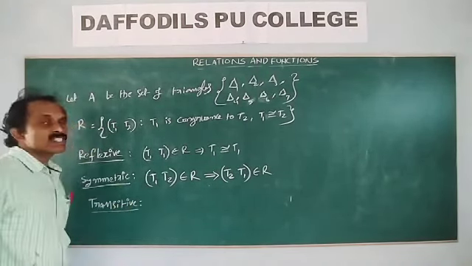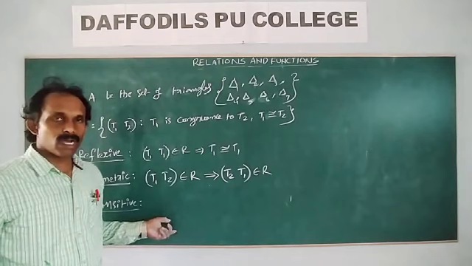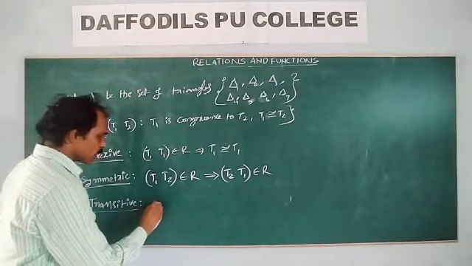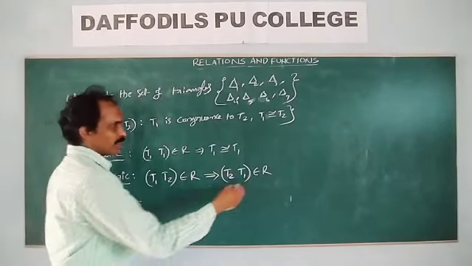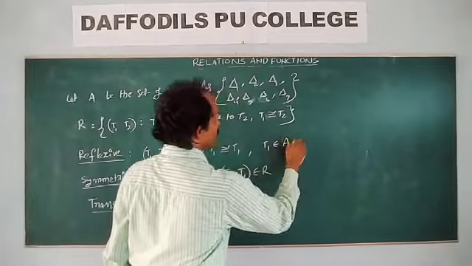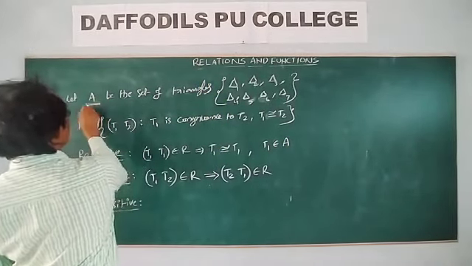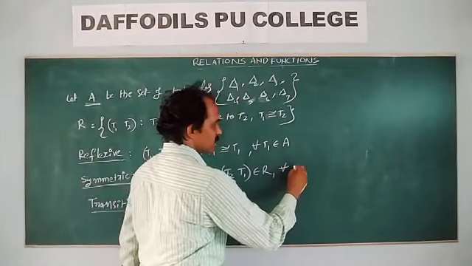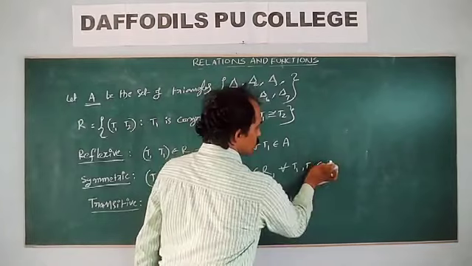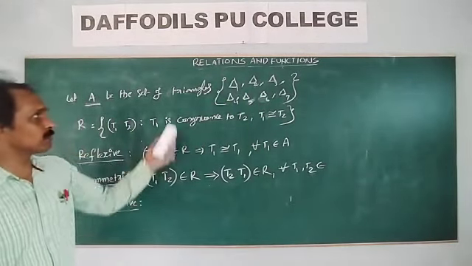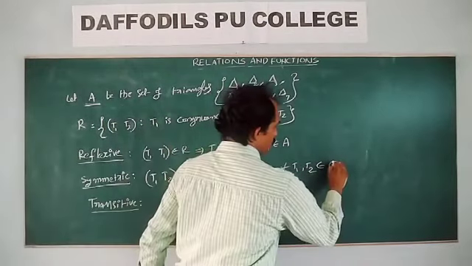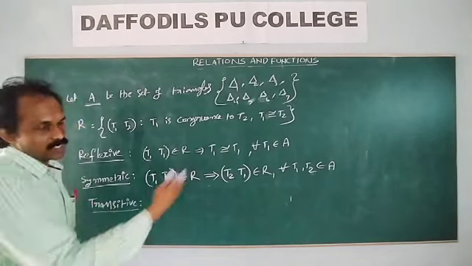A relation R is said to be transitive when (a, b) belongs to R and (b, c) belongs to R implies that (a, c) also belongs to R. So consider three triangles T1, T2, T3 for R. Here T1 belongs to set A, where set A means the set of triangles. For each T1, T2, you take two triangles chosen from set A only, not another set.